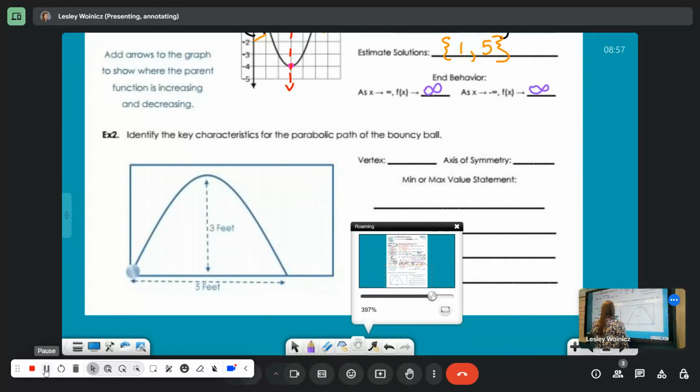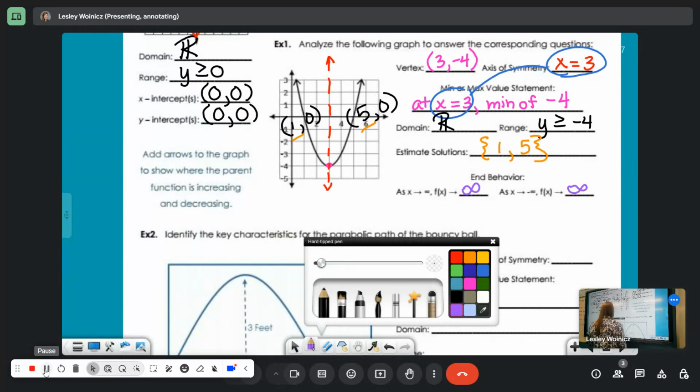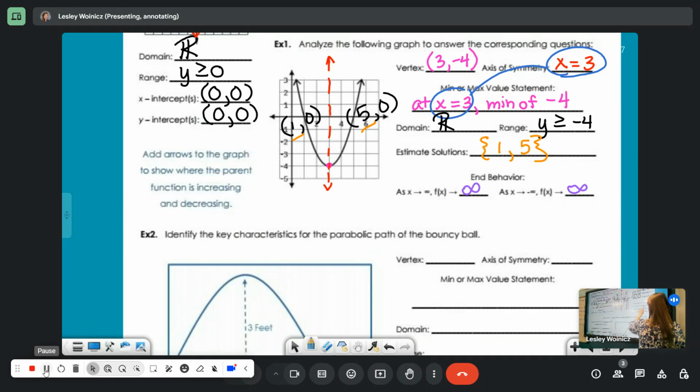Okay. All right. One last thing we're going to do. We're going to add arrows to this graph to show the intervals where our graph is increasing and decreasing. So I know that that arrow is pointing up, but remember that we read from left to right. So on this side, do you see that it's going down, down? Okay, and then it hits its minimum, and then what goes down must come back up. Good?